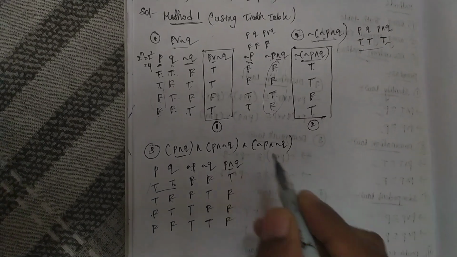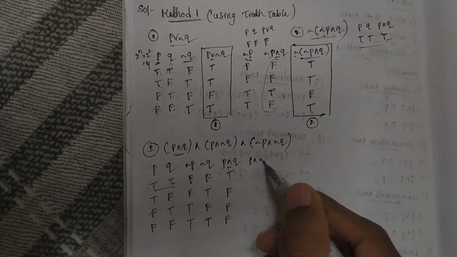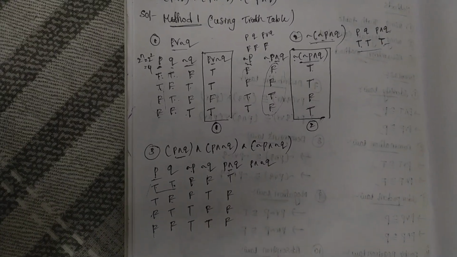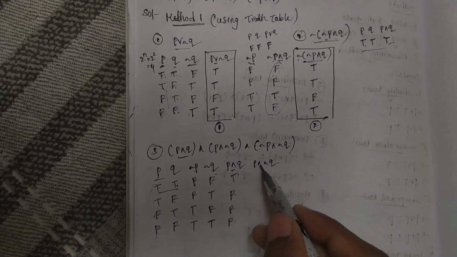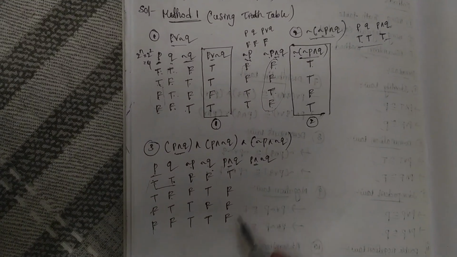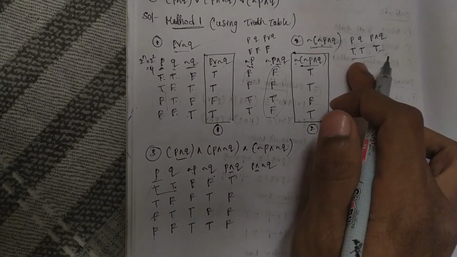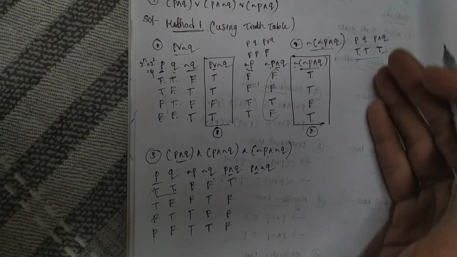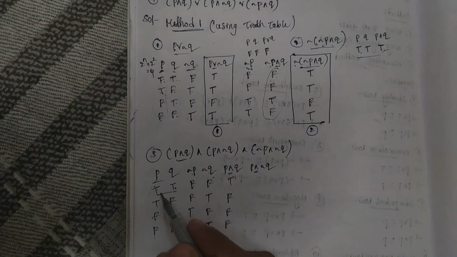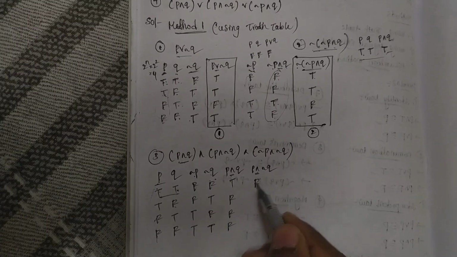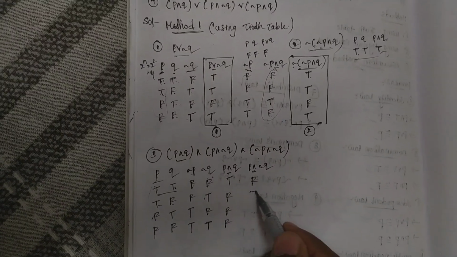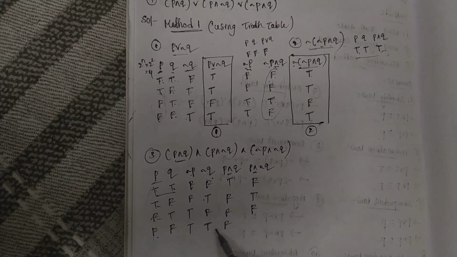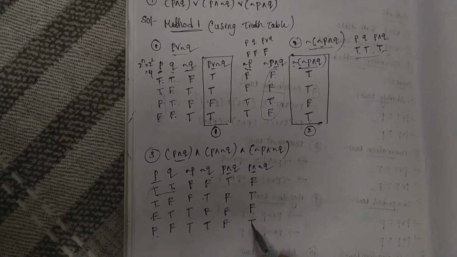Now we have to do P and negation Q. The P values are all there, and these are the negation Q values. In between, we have to put the and connective. In the and connective, if two values are true, then the whole statement is true. In other cases it will be false. So here true, false means false, and true, true means true, false, false means false, and false, true means true.